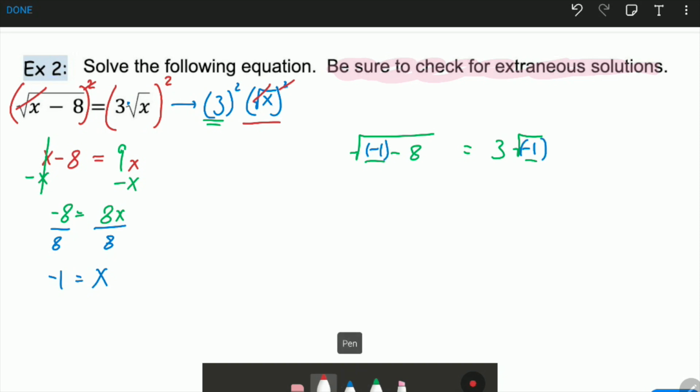Well, remember, since we're dealing with real solutions here, we cannot have negative numbers underneath a radical. That creates imaginary numbers, which means there's no actual real solution to this equation. -1 doesn't actually solve the original equation because we can't have negatives underneath the radical, so therefore there is no solution.